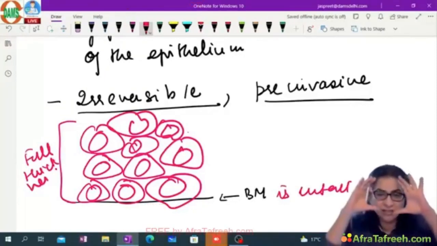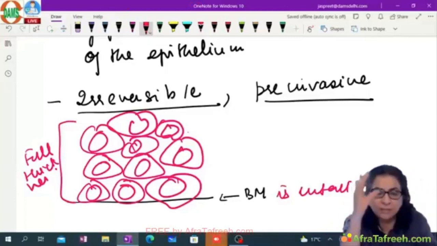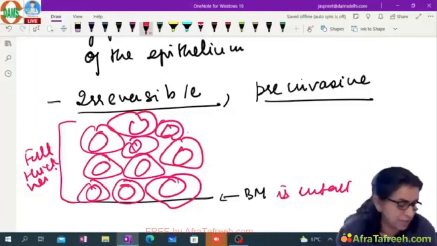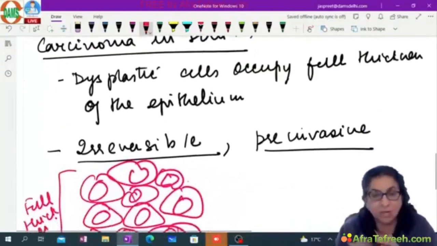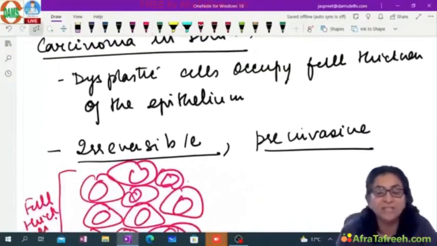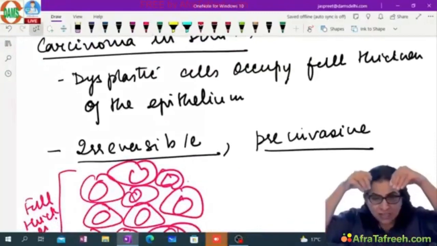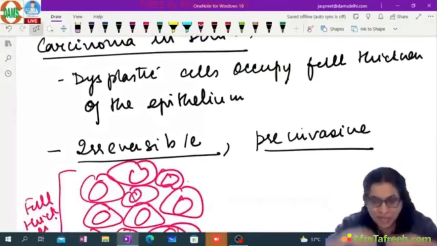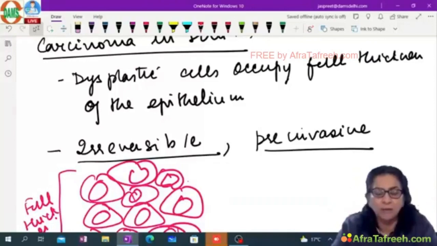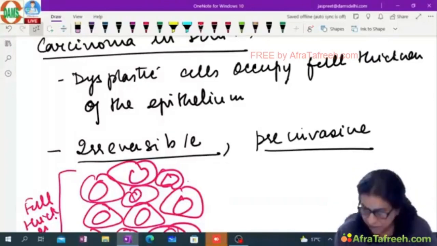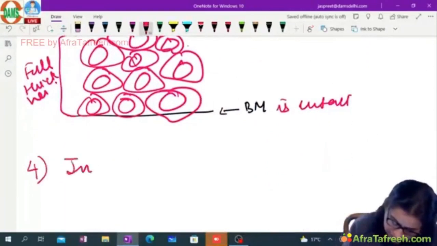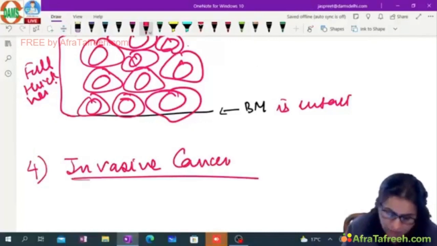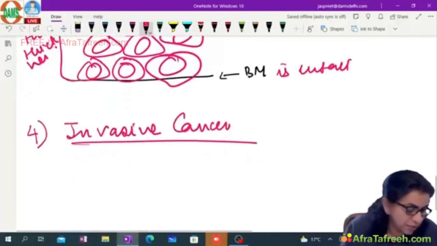So when the dysplastic cells occupy the full thickness of the epithelium, but the basement membrane still remains intact, that is called carcinoma in situ. This now becomes irreversible and it is a pre-invasive condition, because once these dysplastic cells break through the basement membrane and invade down, that will become an invasive cancer. So the fourth stage now is invasive cancer.